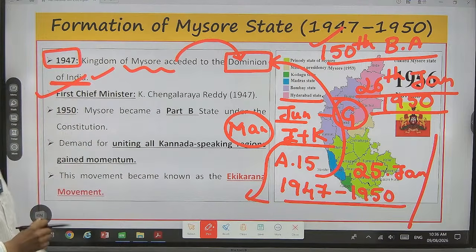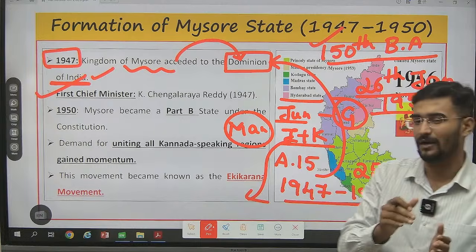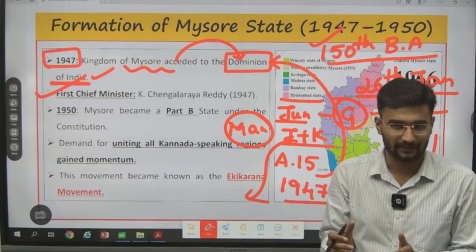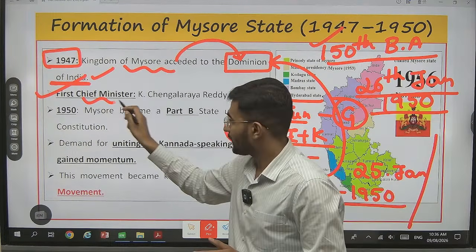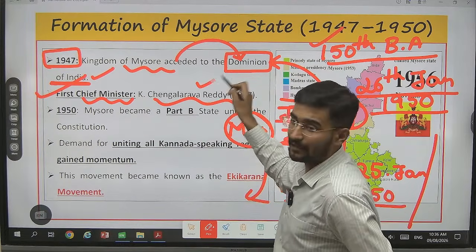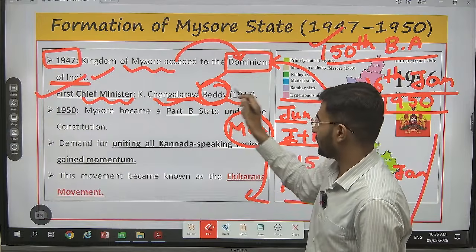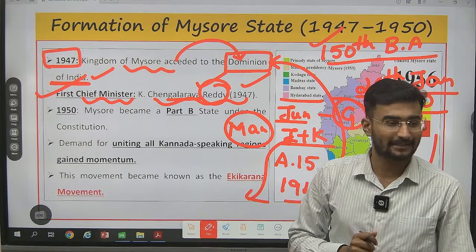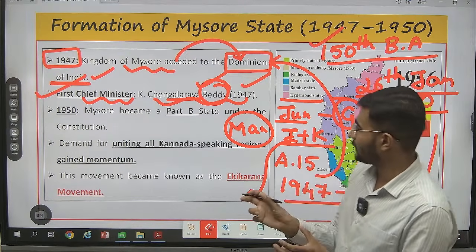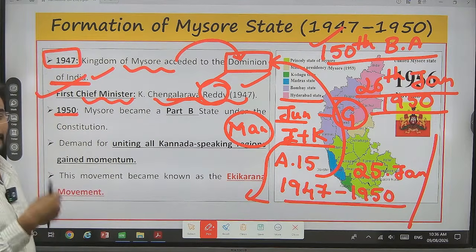And at that time, the first chief minister of Karnataka, or the first chief minister during 1947, who was the first chief minister? Now the first chief minister, we call it as K.C. Reddy, the K. Chengalaraya Reddy, during 1947. Now after this 1947, when did our constitution come into effect? Now our constitution came into effect when?